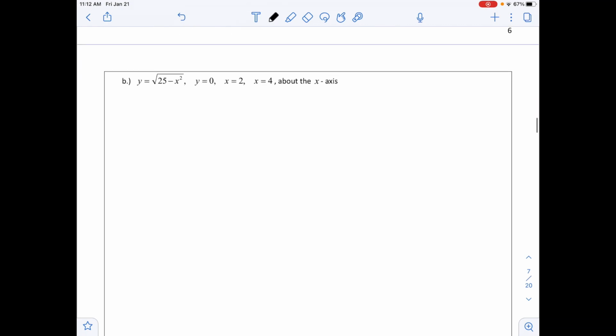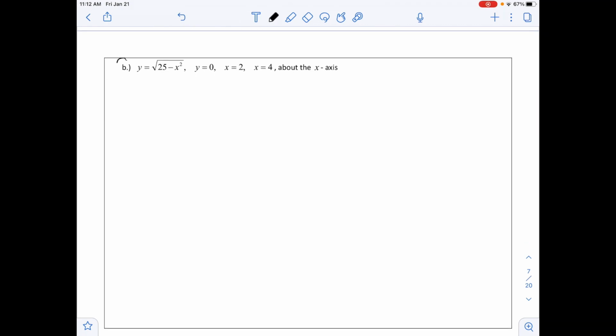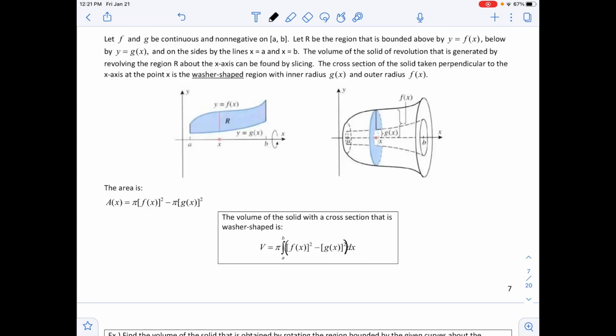We have another example on the next page that we're going to go ahead and circle and work on together in class. Let f and g be continuous and non-negative on the interval from a to b, and let R be the region that is bounded above by y equals f of x and below by y equals g of x, and you can see that in the picture right below, and on the sides by the lines x equals a and x equals b.